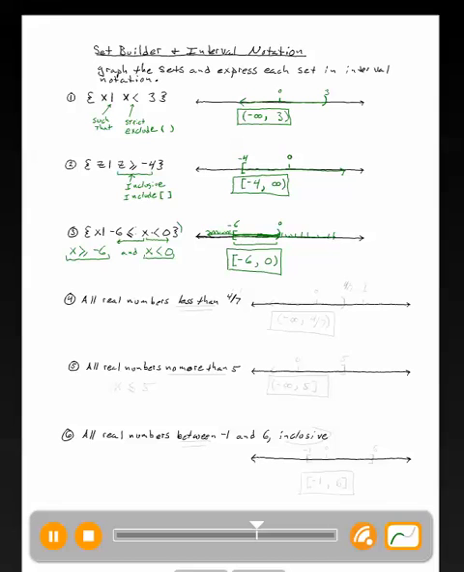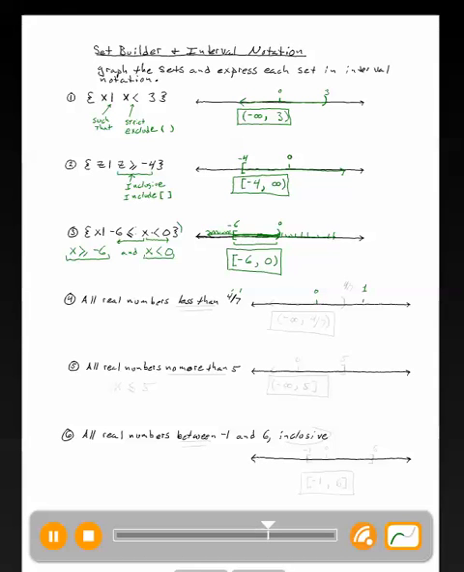Alright, so the next three examples, they give us words rather than set builder notation. So the first one says all real numbers less than 4/7. So here's 0. And just to give myself another indicator, I'm going to say somewhere over here is +1. Because I know that 4/7 is a proper fraction. So since it's a proper fraction, the numerator, 4, is smaller than the denominator. I know that proper fractions are somewhere between 0 and 1.